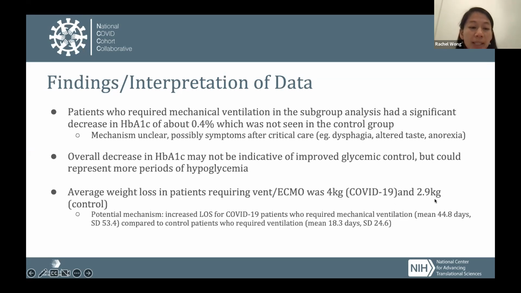And I was thinking about that, and for a potential mechanism, when we looked at the length of stay for those COVID patients who required mechanical ventilation, they were on ventilators for a lot longer. The mean was almost 45 days compared to controls who required ventilation for other reasons. Their mean length of stay was about 18 days. So COVID patients were just hospitalized for a lot longer. And anecdotally, there were a lot longer periods of mechanical ventilation.